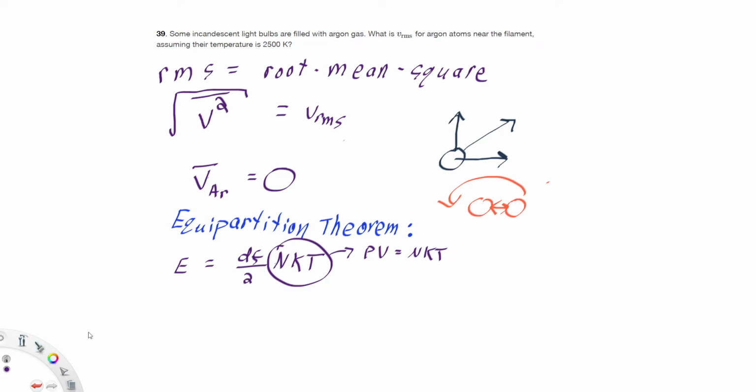So if we've got argon, argon's a noble gas. It stays as a monoatomic element, so the degrees of freedom are just 3. It can move in the x, y, or z direction. So if it has only kinetic energy, then we have 1/2 mv squared equals 3/2 NkT.